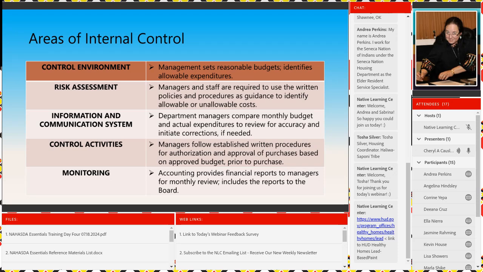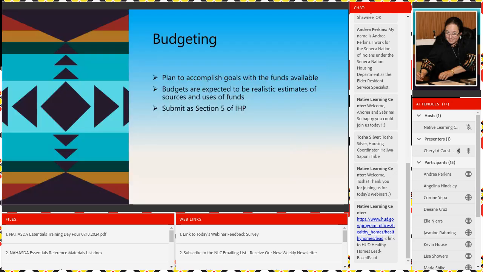Information and communication system: the department managers compare monthly budget and actual expenditures to review for accuracy, initiate corrections if needed. Control activities: managers follow the established written procedures for authorization, approval of purchases based on the approved budget prior to the purchase. Monitoring: accounting provides financial reports to managers for monthly review, includes the reports to the board.